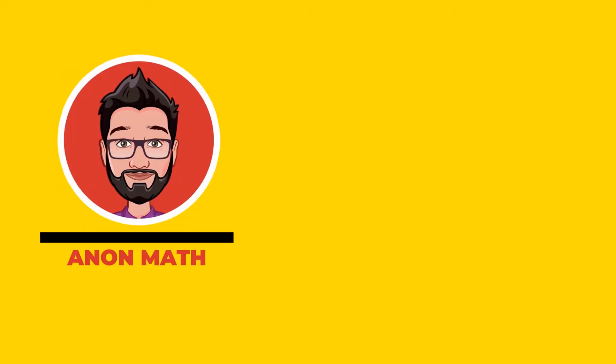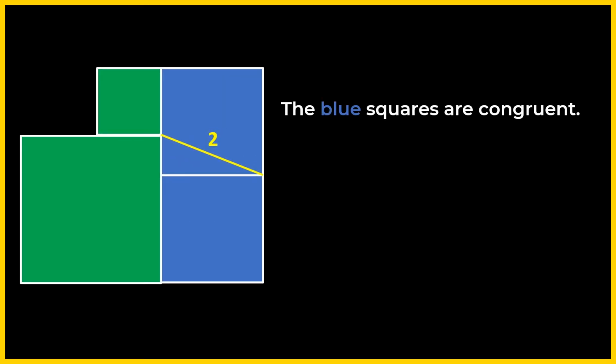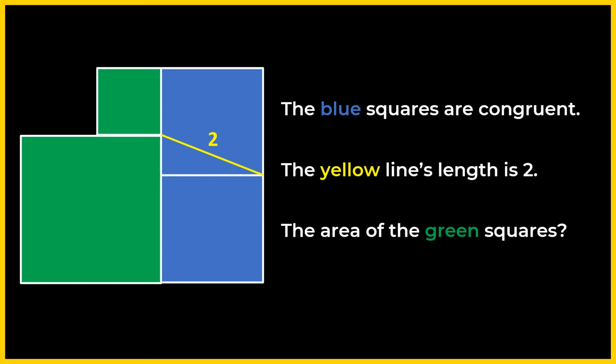In this video, we're going to take a look at a simple but nice geometric problem. We're given this shape, and we know that the blue squares are congruent, the yellow line's length is 2, and we're supposed to use this information to find the area of the green squares. So that's what we're going to do in this video, so make sure to watch the rest of this video if you want to know what is the area of the green squares.